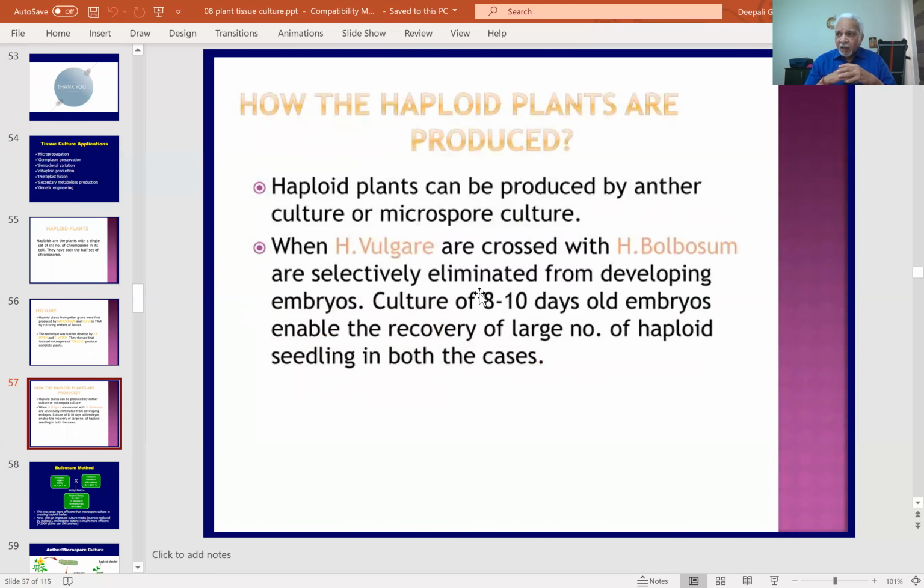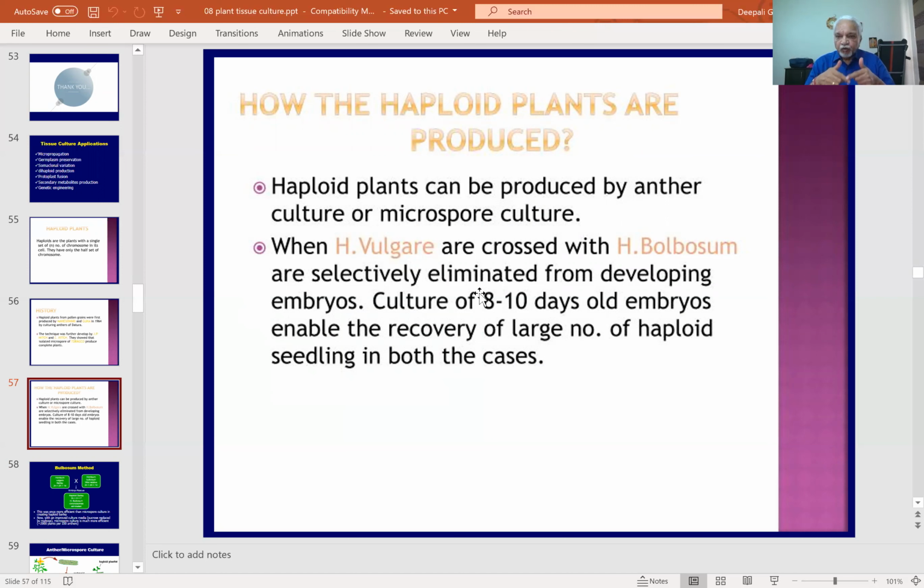Now, how the haploids are produced, as I mentioned, one is by anther culture or microspore culture. You can directly take pollens, or you can directly take ovule from the female reproductive part and culture it to get haploid plants which have n number of chromosomes, or half the set of chromosomes as compared to the diploid counterpart cells.